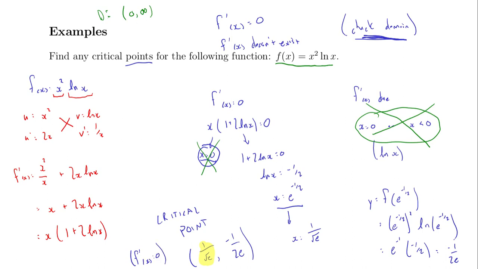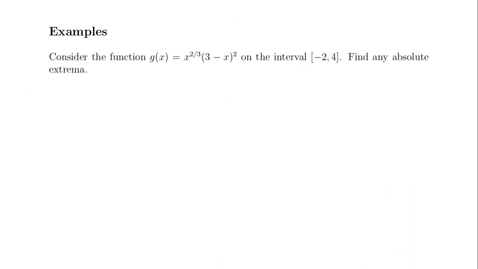So we've got a horizontal tangent line showing up there. Cool. So that's all we're asking for in this example. In this next one, we've got this other function, and we've got an interval. We want to find any absolute extrema.